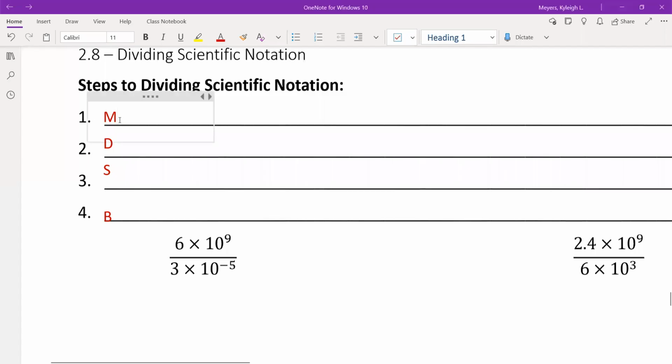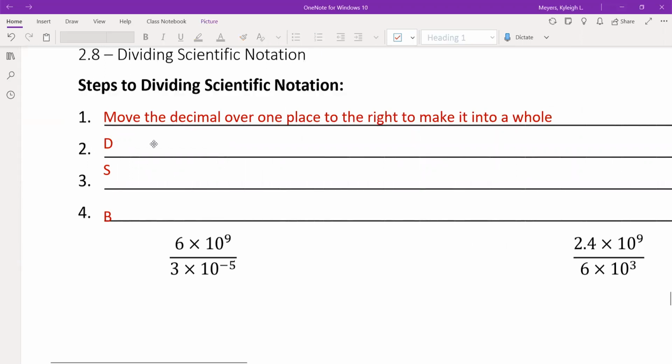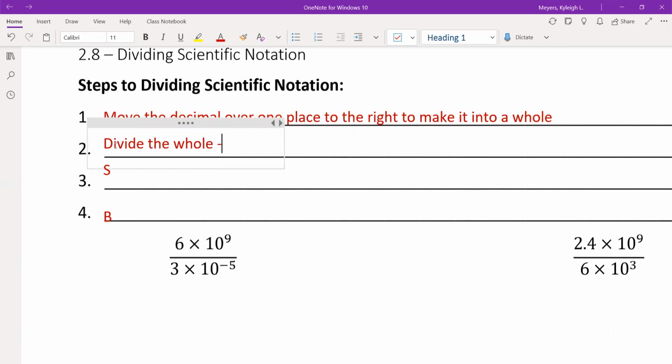All right, so we're going to talk steps to dividing scientific notation. So the first thing we do is, if there is a decimal, you move the decimal over one place to the right to make it into a whole number, essentially, if we can. And then once we do that, we divide the whole numbers, aka the coefficients.